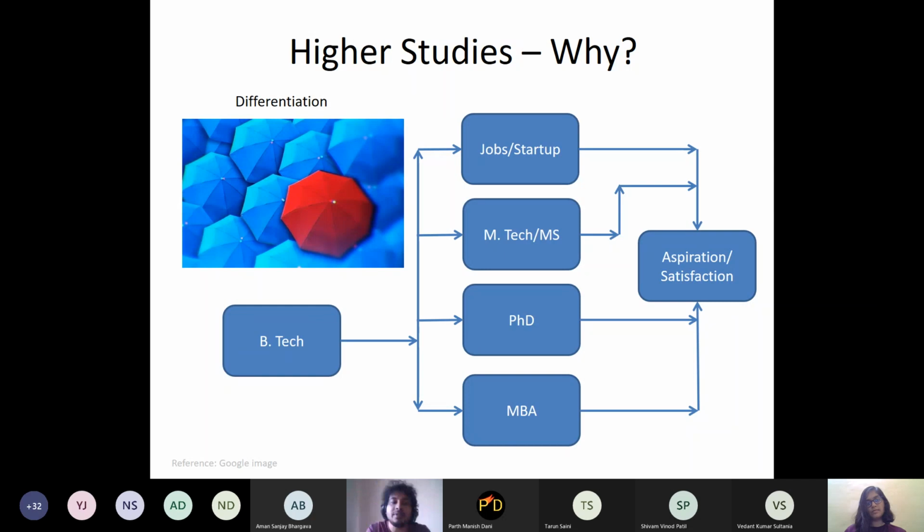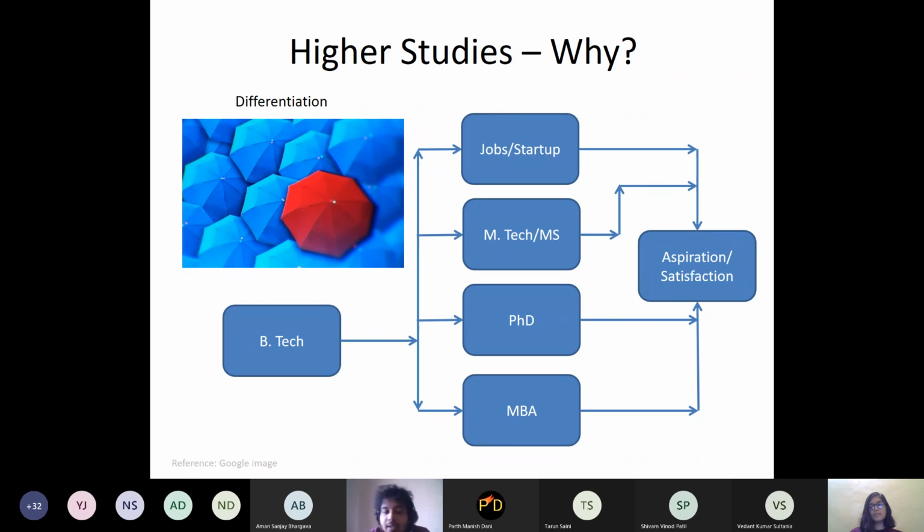Similarly, for higher studies, why we should do higher studies looks like a simple question, but it is not. Here I would like to mention that we all have a chance to differentiate ourselves from the rest of the people who are not doing higher study. Now, how does it help? Does that mean that people who are doing jobs are not able to differentiate themselves? Yes, absolutely they are. They are able to differentiate themselves by the kind of job they are doing after B.Tech.